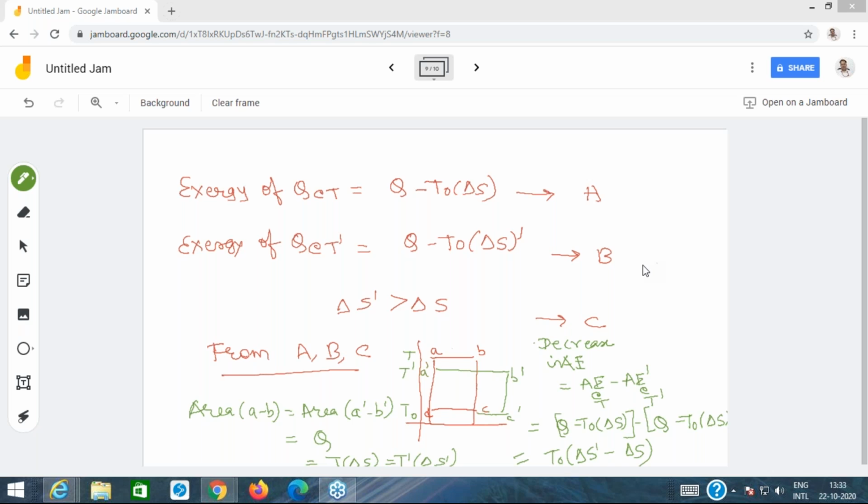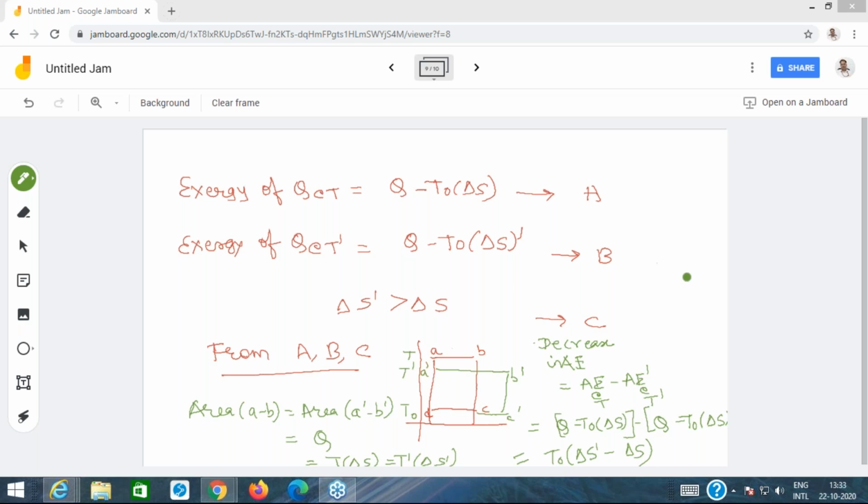Okay. The decrease in available energy. What was the available energy earlier when the heat was at a temperature T? When the heat was at a temperature T, the available energy was Q minus T naught delta S. When there was a finite temperature difference and the heat was now taken to a temperature T dash, which is lower than T, then what was the available energy? The available energy became Q minus T naught into delta S dash.